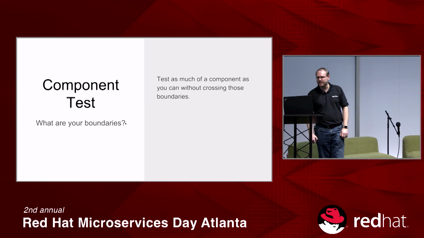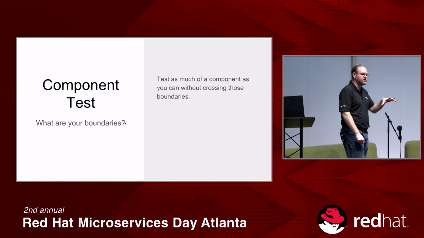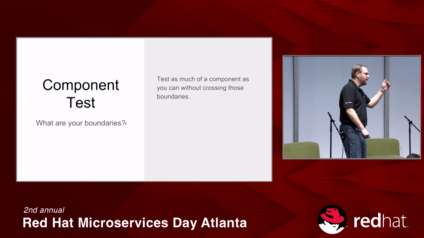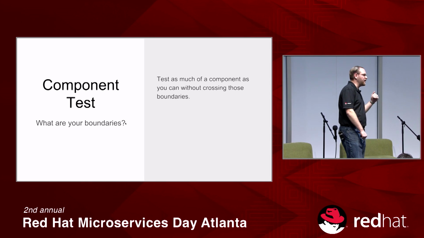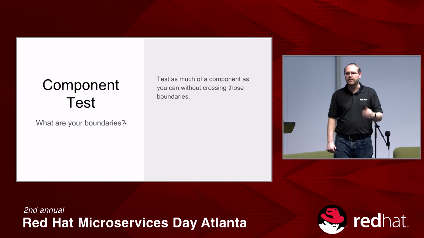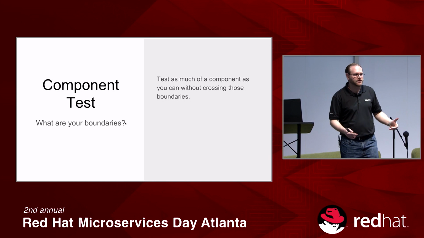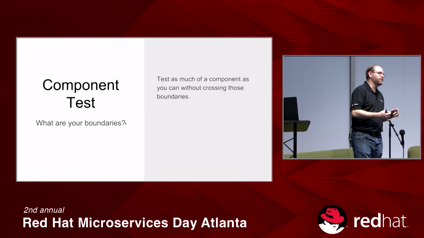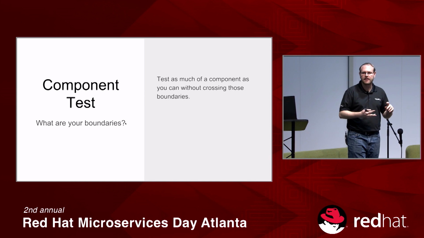Yeah. Boundaries. Test as much of your component as you can without crossing those boundaries. So like Steve was saying, it needs to be in memory. If I'm talking out of process, across the network, whatever, then you need to mock that out. You need to stub it. You need to create some sort of double or something that you can run in memory so it'll be fast, so you can replace it, so that you can test different kinds of paths, right?